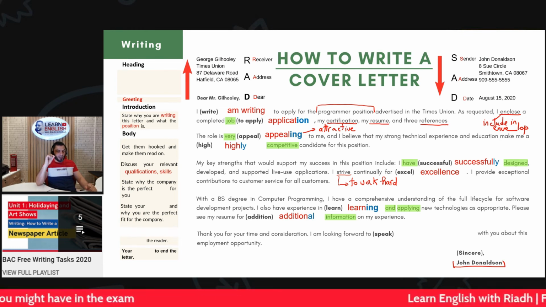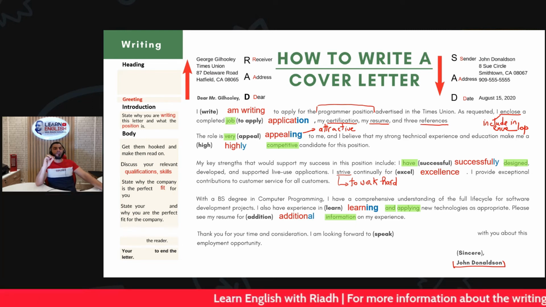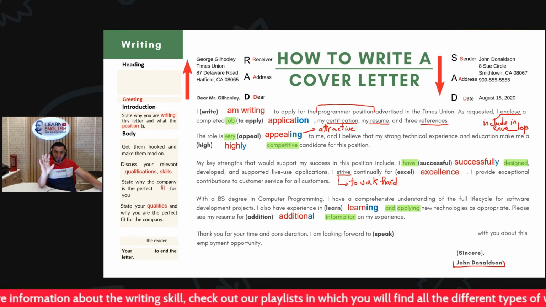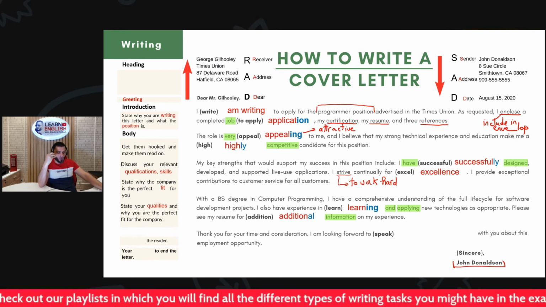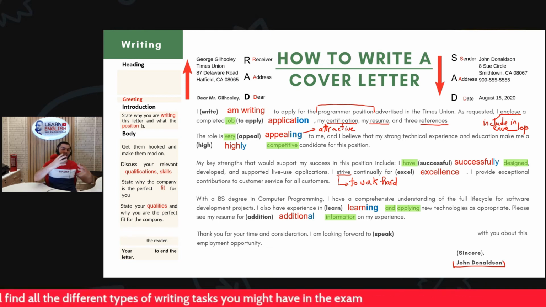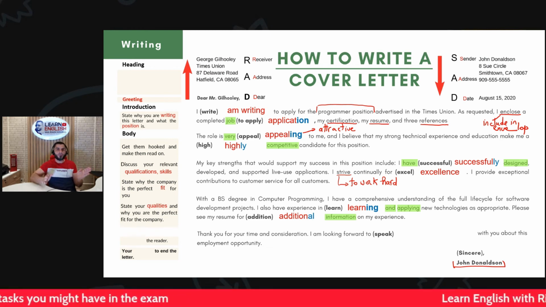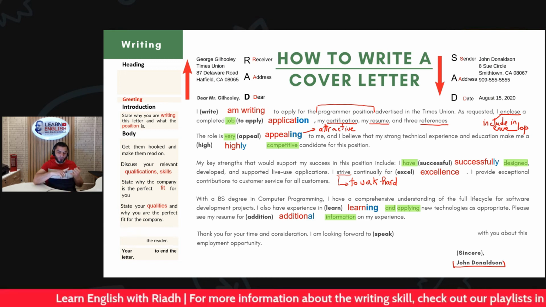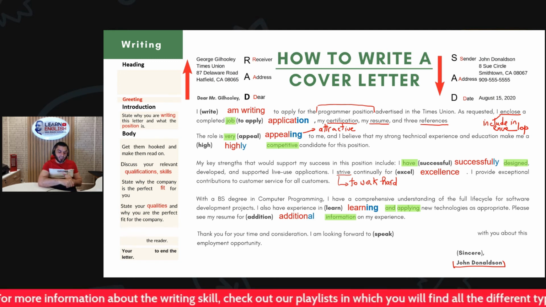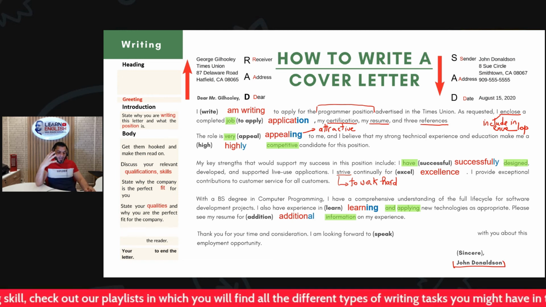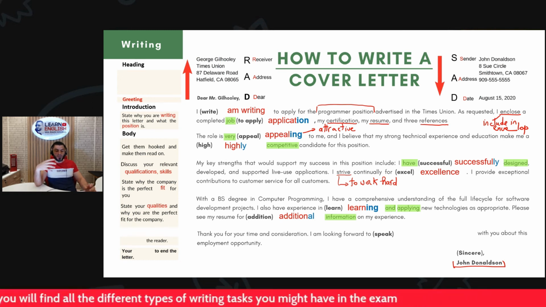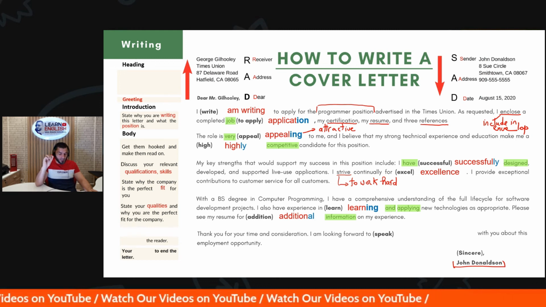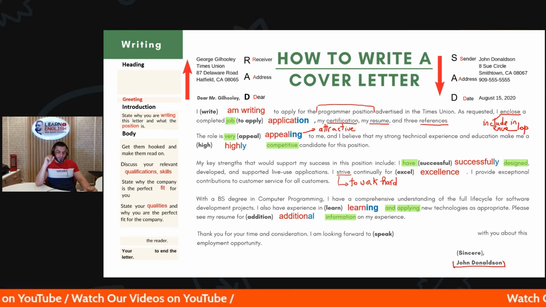Then state why the company is the perfect fit for you, why the company is suitable for you as a person, and then state your qualities. What are your qualities and why you are the perfect fit for the company? So here you should state why the company is fit for you and why you are fit for the company. So this is what we have mentioned in this body part. We've mentioned the strengths of the job applicant and his degree, a BS degree in computer programming. So it seems that the job applicant is experienced, skilled or proficient in this field. Is it clear? Let's move on now to the last part of this letter of application.